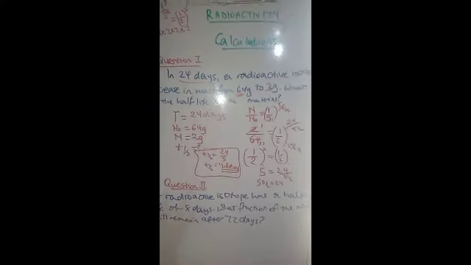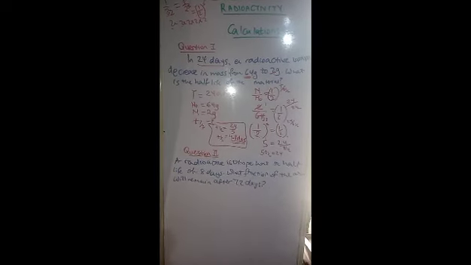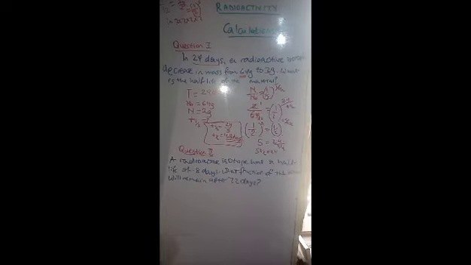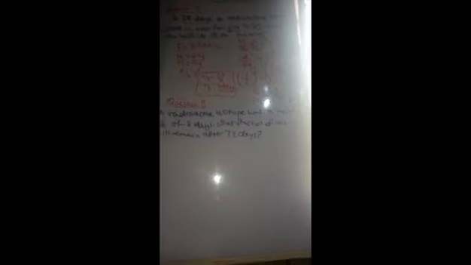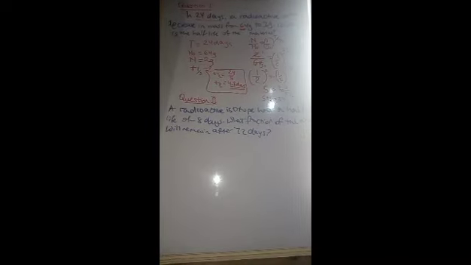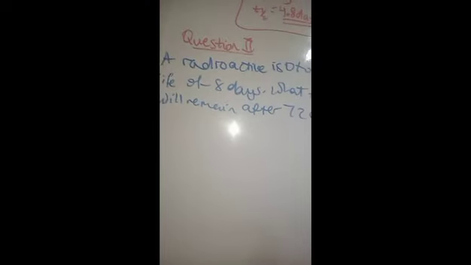In 24 days, a radioactive isotope decreased in mass from 64 gram to 2 gram. What is the half-life of the material? Okay, let's go now. The next question: a radioactive isotope has a half-life of 8 days. What fraction of the atom will remain after 72 days?